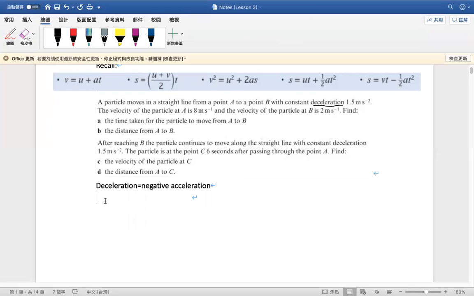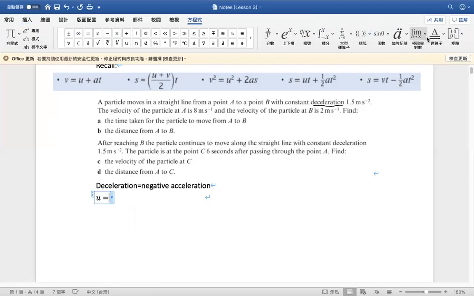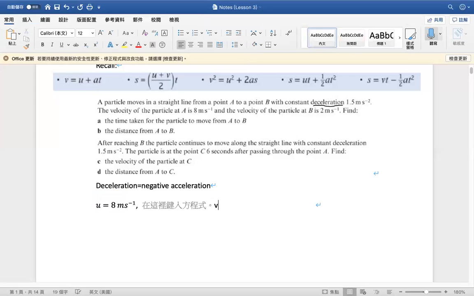Then for part A, we want to find the time. So basically we have u equal to 8 meter per second, and then v here is 2.